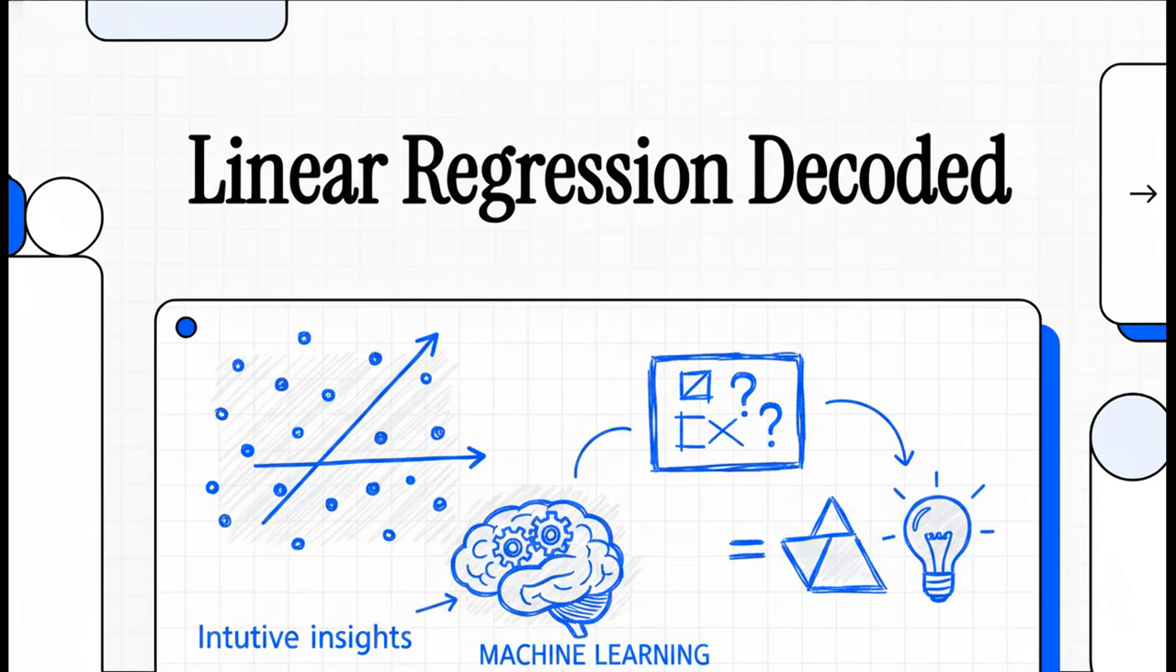Welcome to this explainer. Today, we're taking complex statistical concepts and transforming them into intuitive, totally accessible insights. Look, if you've ever felt kind of intimidated by the heavy math behind machine learning, you are in the exact right place. We're going to break down one of the absolute most foundational algorithms in data science, and we'll do it using clear, plain English explanations.